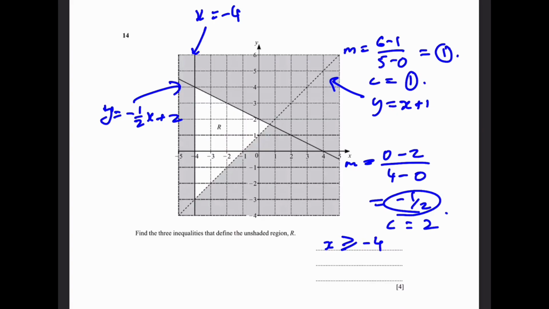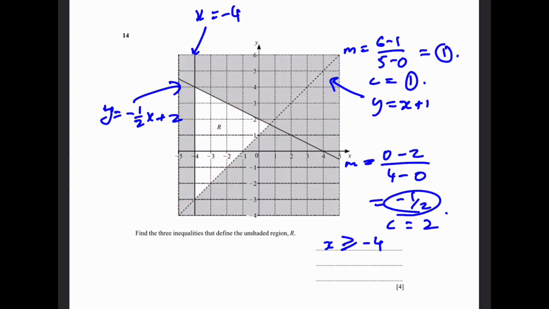And let's take another example here with the dotted line, which is y equals x plus 1. This region R is above the line y is equal to x plus 1, and therefore you have to put a greater than or greater than or equal to sign. If it's below, then you have to put a less than or less than or equal to. But here, this region R is above the line.